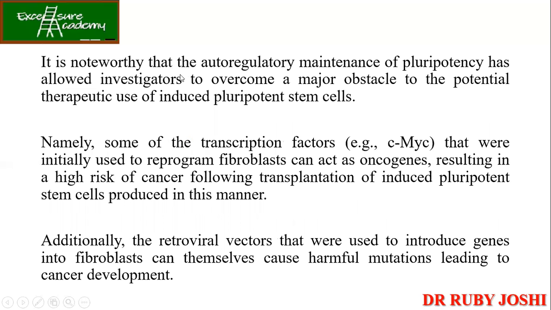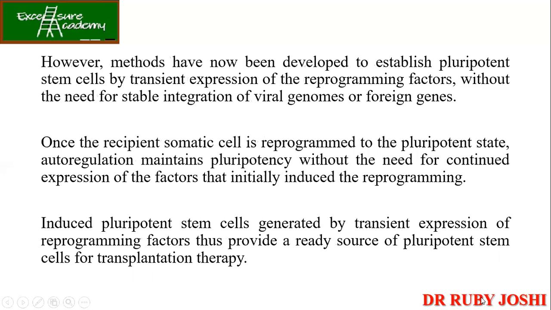So, it is noteworthy that autoregulatory maintenance of pluripotency has allowed investigators to overcome a major obstacle to the potential therapeutic use of induced pluripotent cells. For example, c-MYC. Now these actually are oncogenes. अब भी क्या है, during this process if this gets mutated, then that particular cell instead of becoming a stem cell will become what, the cancer cell. ठीक है, अब आप उस चीज को use करोगे, so what will happen, instead of having the therapeutic effect you are actually introducing cancer in the patient. So that is what we need to take care of when we are doing this retroviral transfection of the cells.